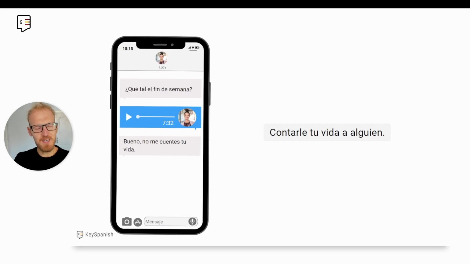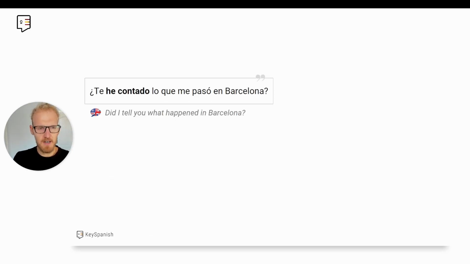So I think these two scenarios put in context when we use decir and when we use contar. But just in case that's not enough, I'm going to share a few more examples with you. So, ¿te he contado lo que me pasó en Barcelona? Did I tell you what happened in Barcelona? Again, there is a story behind Barcelona and what happened there.